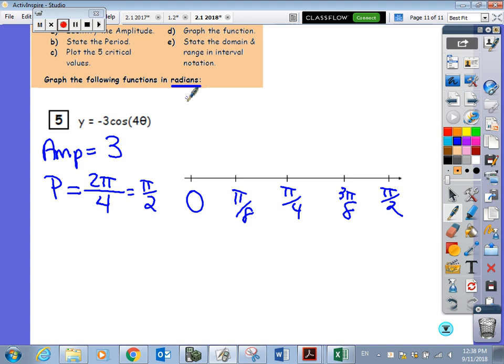If you don't, figure out what the increment is. These increments will always be equal. If they are not, you've done something wrong. Okay? Each of those 5 critical values will always be the same distance apart. Always.